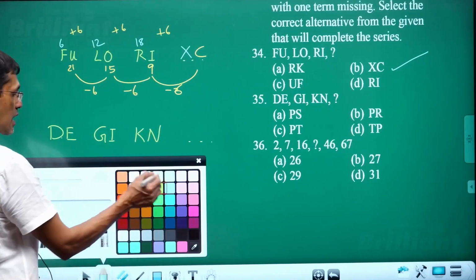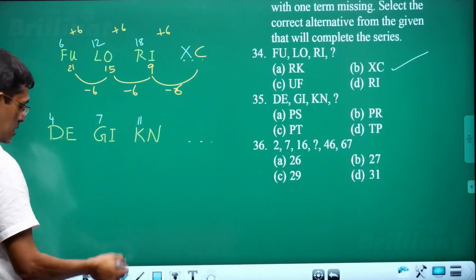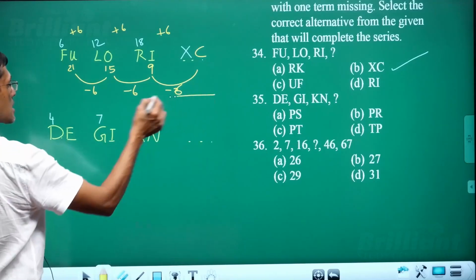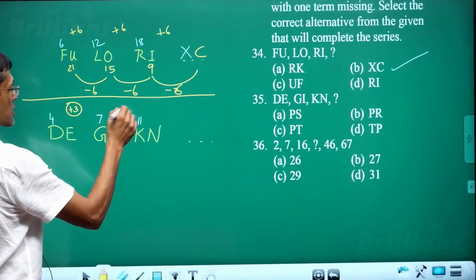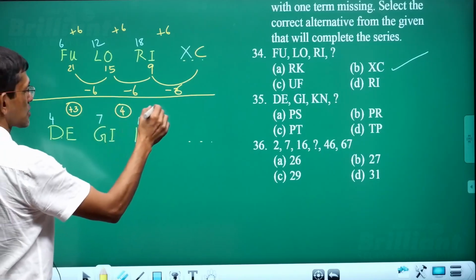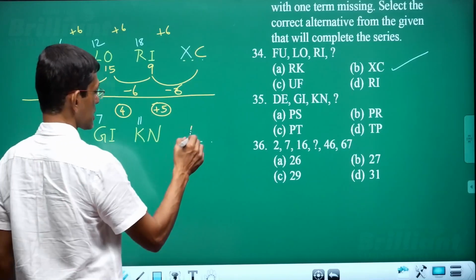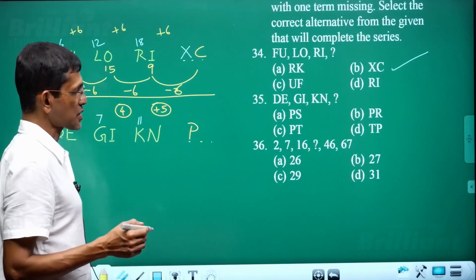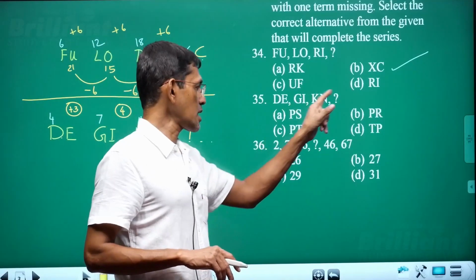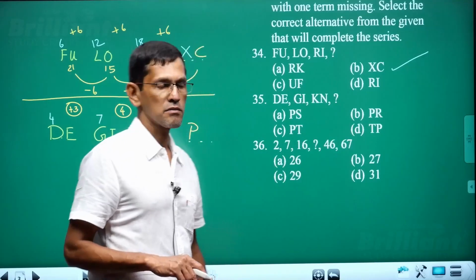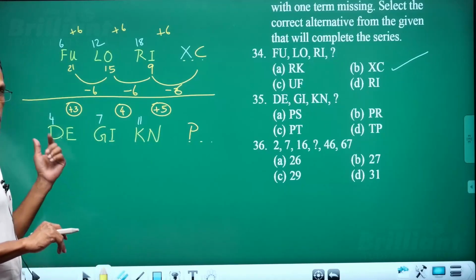Again, position values 4, 7, 11. So what is that pattern? 4 plus 3 is 7. 7 plus 4 is 11. So 3, 4, next one could be 5, right? So 11 plus 5 is what? 16. 16, the letter P. So the first letter of our answer is P. But you know what? Among the answer choices, 3 start with the letter P. So we cannot really finalize the answer without the second letter.